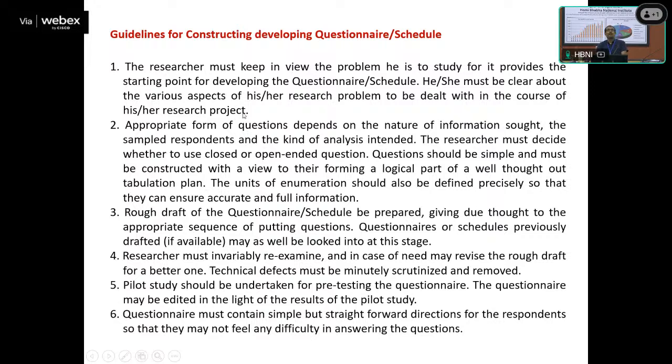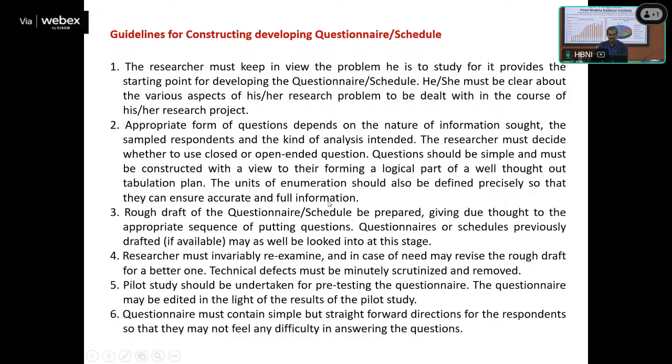So the first guideline for developing your questionnaire or schedule is that you have to stick to your research problem. You cannot deviate from your research problem, right? Appropriate form of questions depends on the nature of information sought, the sample respondents, and the kind of analysis intended. The researcher must decide whether to use closed or open-ended questions. Questions should be simple and must be constructed with a view to their forming a logical part of a well-thought-out tabulation plan. The units of enumeration should also be defined precisely so that they ensure accurate and full information.